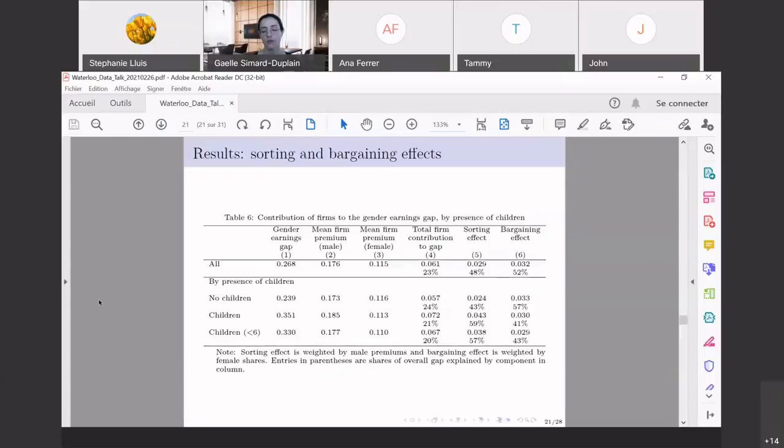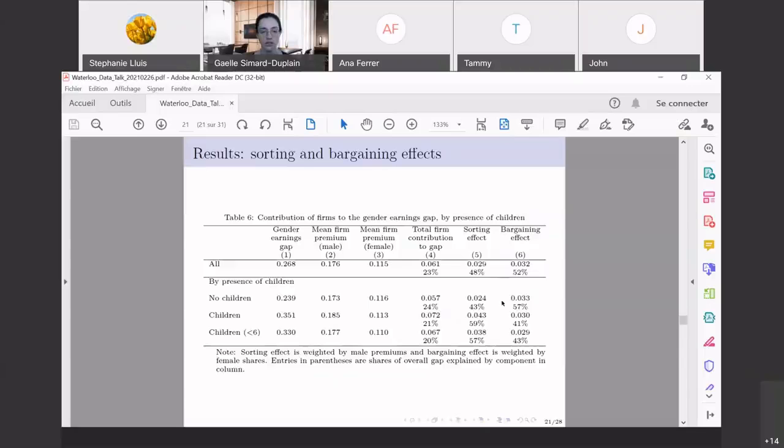Unsurprisingly, when we do this by the presence of children, we find results consistent with the age differences. Age and presence of children are obviously intertwined. And so we find that the gap is wider among people with children. The role of firms is similar, but the effect of sorting is quite a bit larger among people that have children than among people that don't have children.